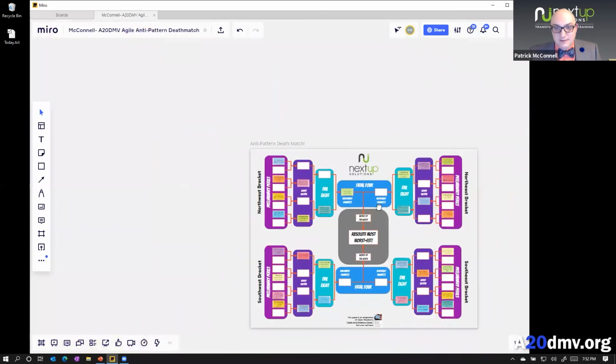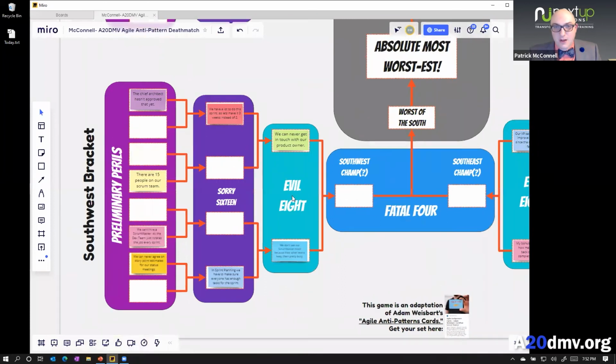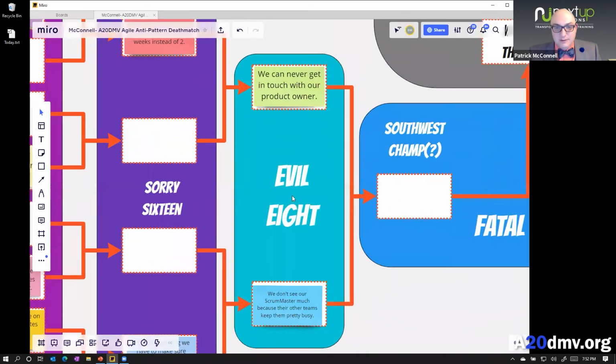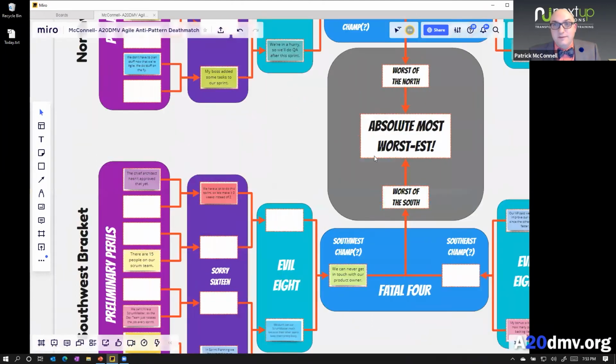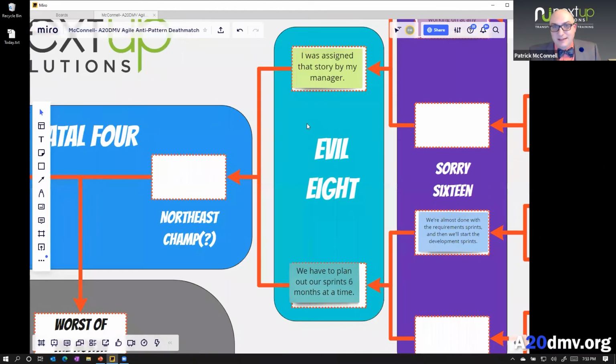All right, let's take a look now at down here, Southwest. We can never get in touch with our product owner, or we don't see our Scrum Master much because their other teams keep them pretty busy. Raise your hand for the top, leave it lowered for the bottom. Seems like the top is taking this one in a romp. All right, cool. That's our second semifinalist. Next up, I was assigned that story by my manager, or we have to plan out our sprints 6 months at a time.